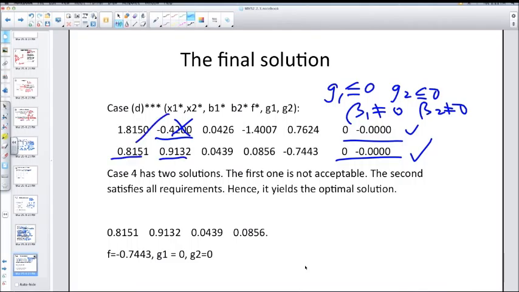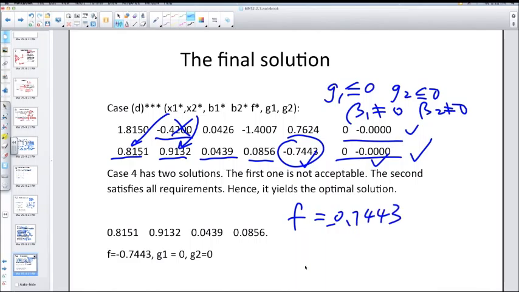X equal x1 equal 0.82, x2 is 9.91, and the b1 equal this, b2 equal this. See, that's negative, that's negative. It's good. And what's your solution? This is your solution. The f equals negative 0.7443.